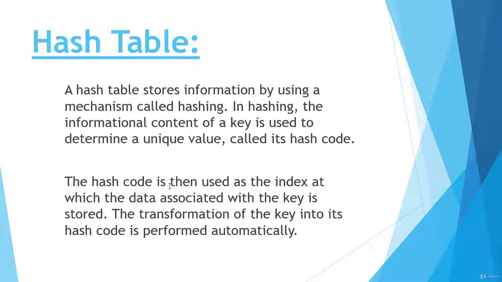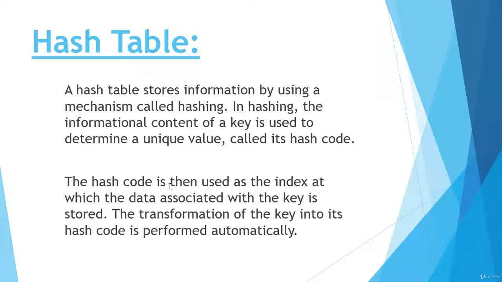A hash table stores information by using a mechanism called hashing. In hashing, the informational content of the key is used to determine a unique value called its hash code. Every key that is stored in the hash table has a unique value, which is called the hash code. With the help of that hash code, we can access that value. The hash code is then used as the index at which data associated with the key is stored. The transformation of the key into its hash code is performed automatically.